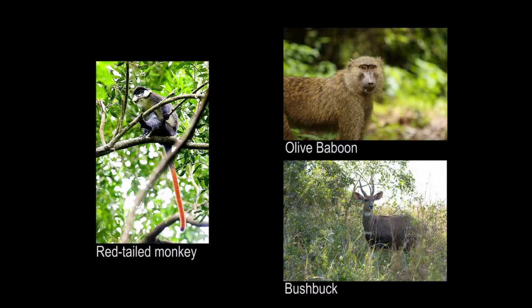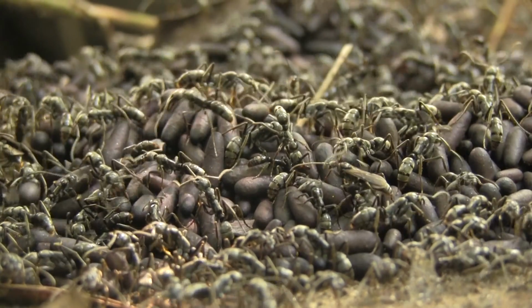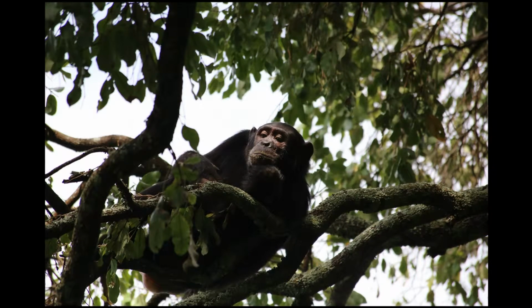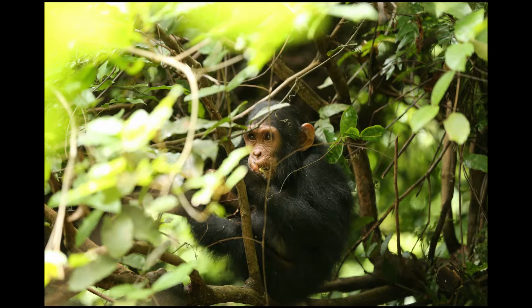Some animals that share the rainforest with chimpanzees are pictured here, including red-tailed monkeys, olive baboons, bush buck, and many insects. There are also thousands of species of plants that call the rainforest home. These plants not only provide a food source for the many animals that live there, including the chimpanzees, but also provide an abundance of shade and resting places. Parts of some plants may even be used as tools by the chimpanzees. Clearly, the vast amount of biodiversity in the rainforest provides a very beneficial habitat for chimpanzees and other animals.